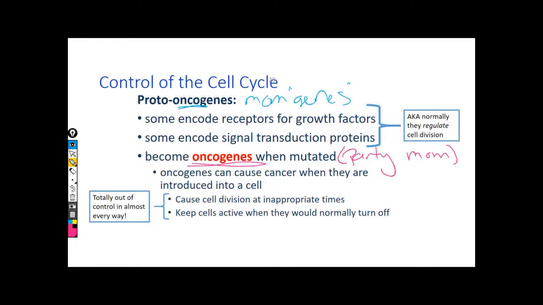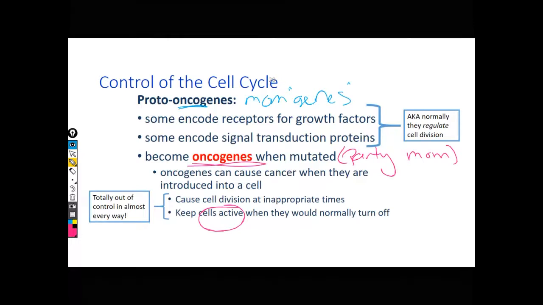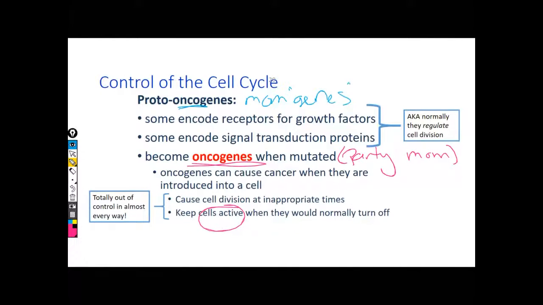Right? That mom. Okay. Problem is, that mom is still in charge of the cell, right? So she's telling the cell to divide at inappropriate times. You're little, still divide. Go, go, go. Right? So you've got a bunch of teeny weeny little cells running around. Okay? Cells are active when they should turn off. Okay? So you've got the cell making proteins, right? Think overactive hormones. Okay? Doing stuff when it absolutely should not be doing stuff. Okay? Party mom.